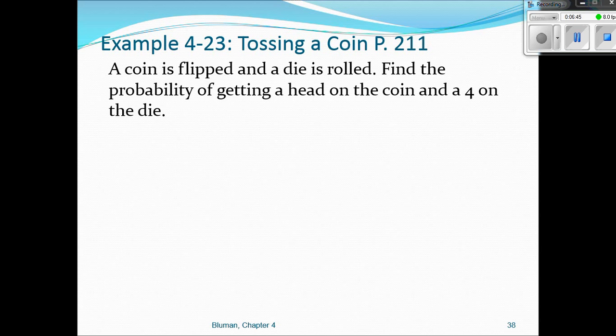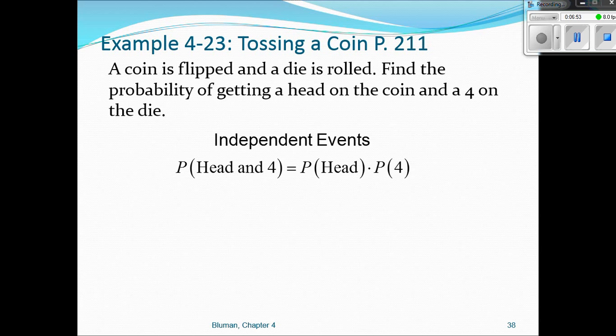Does flipping a coin and, say, getting a heads have a direct effect on how you will roll a die? The answer is no, so those are independent events. It's as simple as saying the probability of a head and a 4 is the probability of flipping a head times the probability of rolling a 4. A head is 1/2, a 4 is 1/6. Multiply them, you get 1/12.